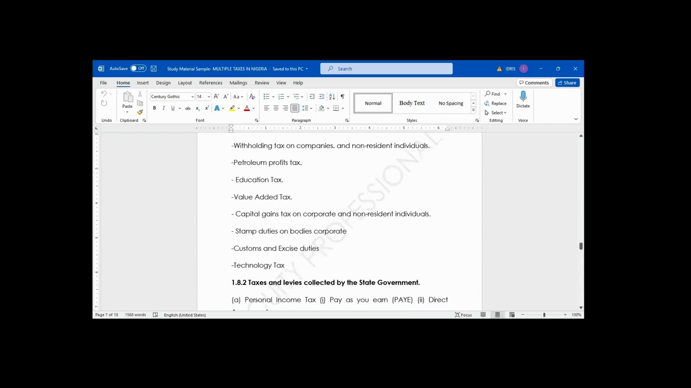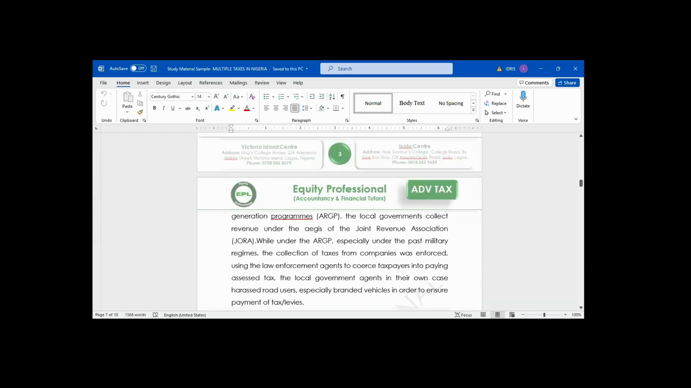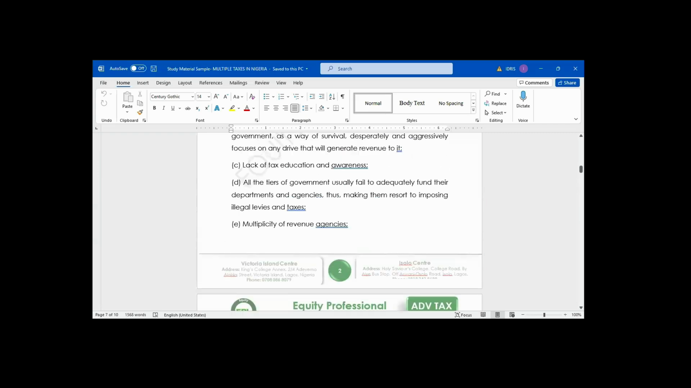All these taxes and levies I mentioned for each tier of government were clearly stated in the 1999 Constitution. These are the taxes and levies that can be collected by state government. These are the taxes and levies that can be collected by local governments.